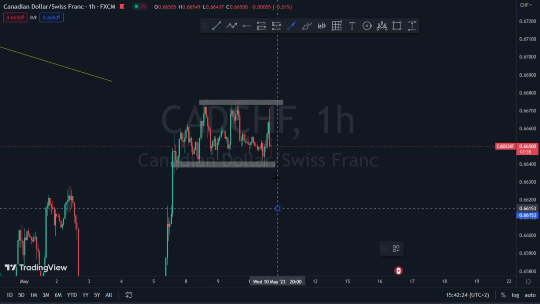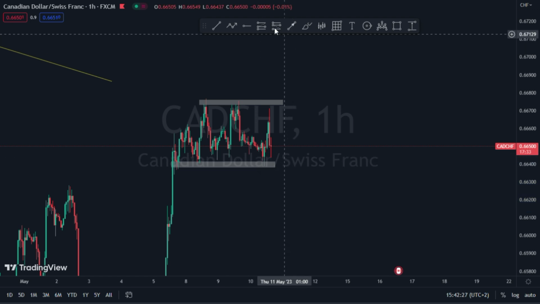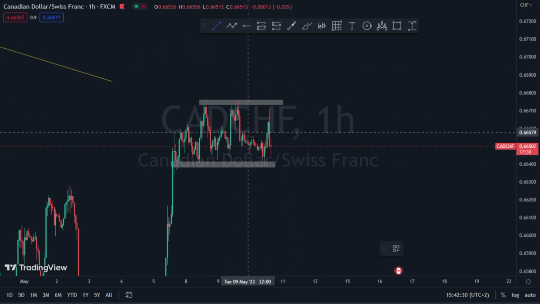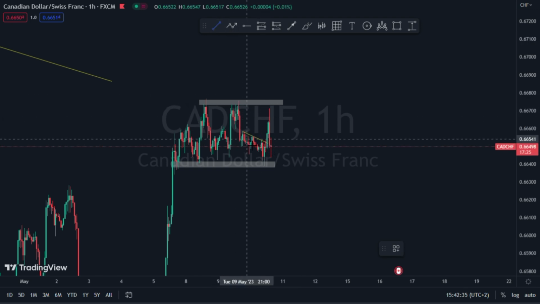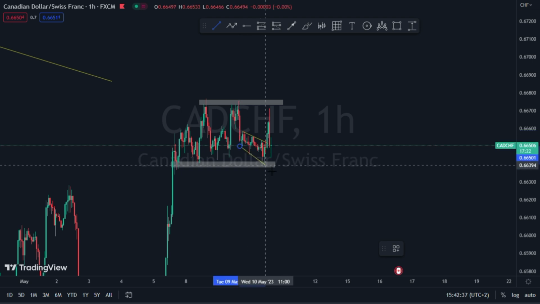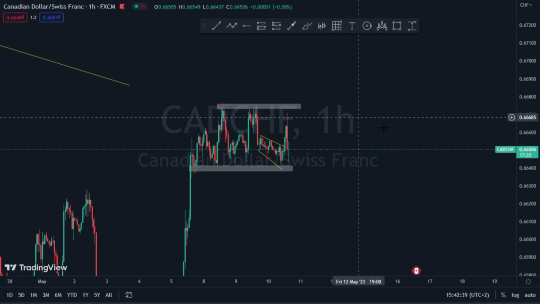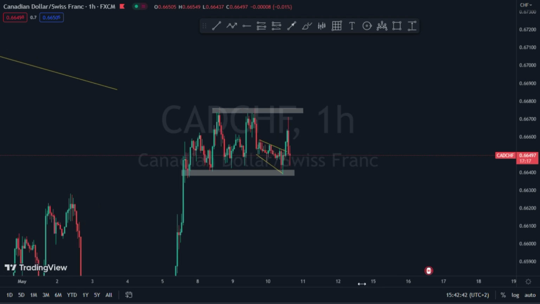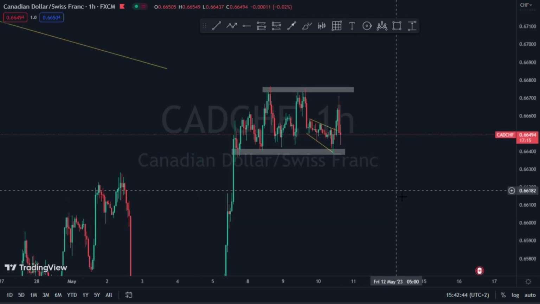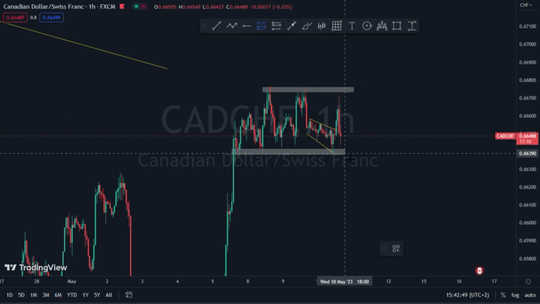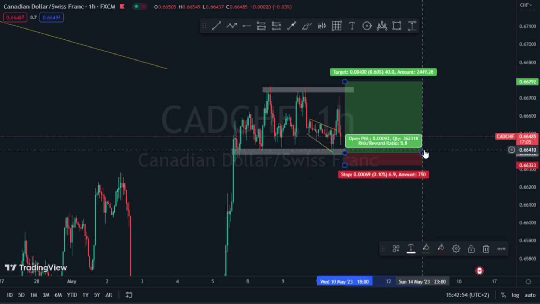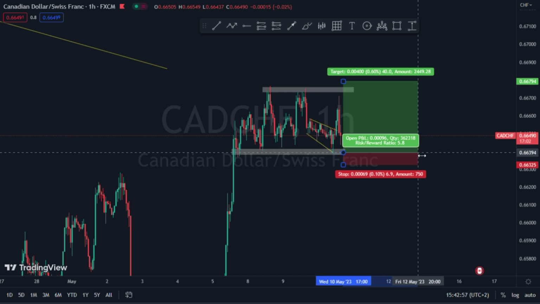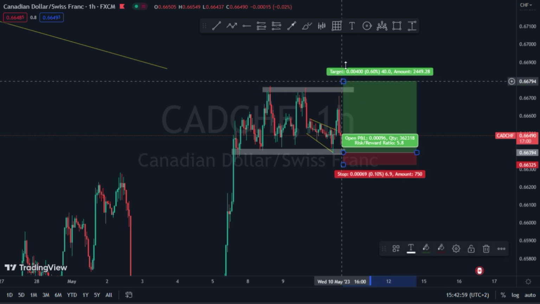approached this area right here in a form of a structure, which is that 1 2 3 formation right there, right? So we can just wait for the market to do what it needs to do, or we can just take that risk entry right there, our stop just being below those levels right there.